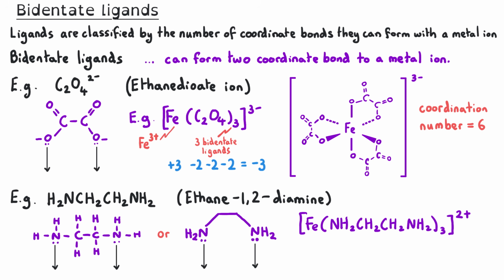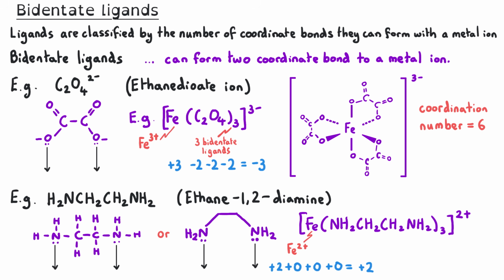And again, 3 of these ligands would bond to an iron ion, for instance, and we would get the complex like so, Fe, and then the formula for the ethane 1,2-diamine ligand. We've got 3 of them, and overall this time I'm giving it a 2+ charge because I'm saying that the iron is a +2 ion.